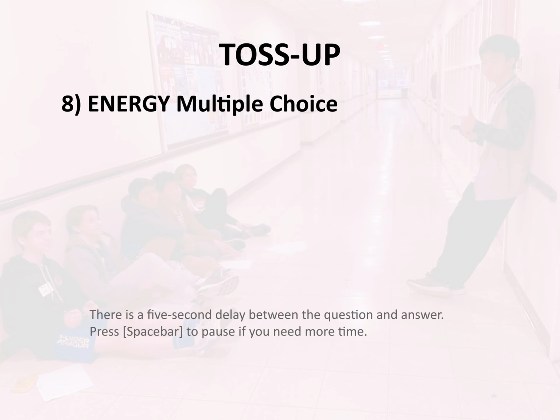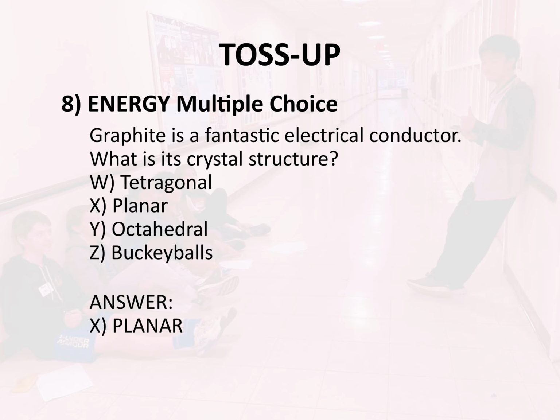Toss-up 8. Energy multiple choice. Graphite is a fantastic electrical conductor. What is its crystal structure? W. Tetragonal. 10. Planar. Y. Octahedral. Z. Buckyballs. Answer. 10. Planar.